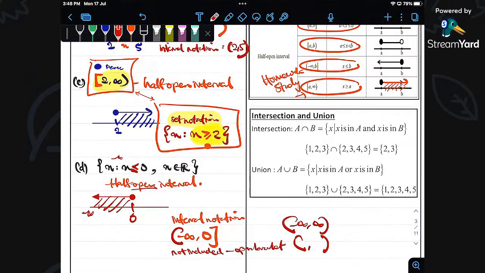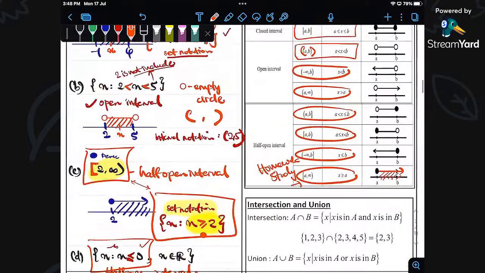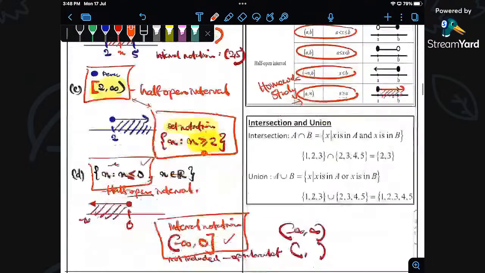So I hope you are really good. As I said, I repeat, I'm expecting you to be good in writing both notation. One is interval notation, one is solution or set notation. So saya nak you practice sebanyak yang mungkin tentang dua ini.